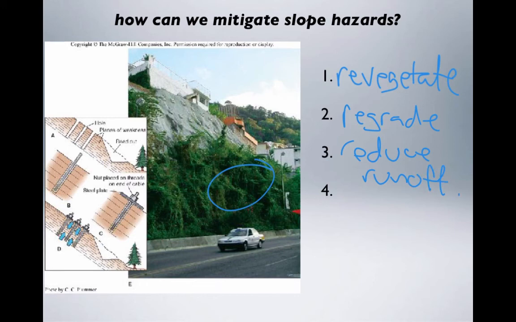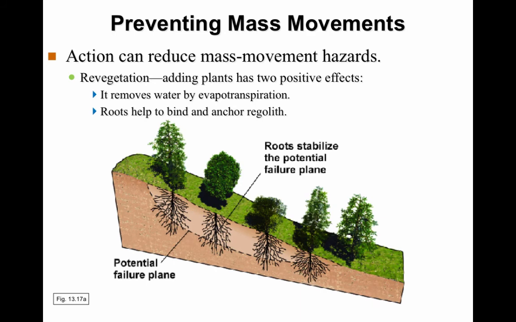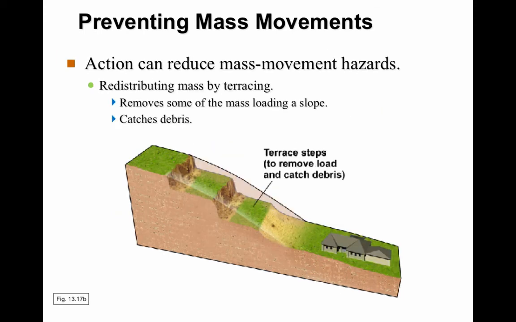The fourth way would actually be to stabilize the slope. And you can do that by either putting in bolts, such as these shown over here, or putting in rock walls, and essentially try to prevent erosion of that slope and prevent undercutting. So I'd like to quickly walk you through these things. Obviously, with revegetation, you're adding rebar and roots back into that slope, and that will stabilize the slope.